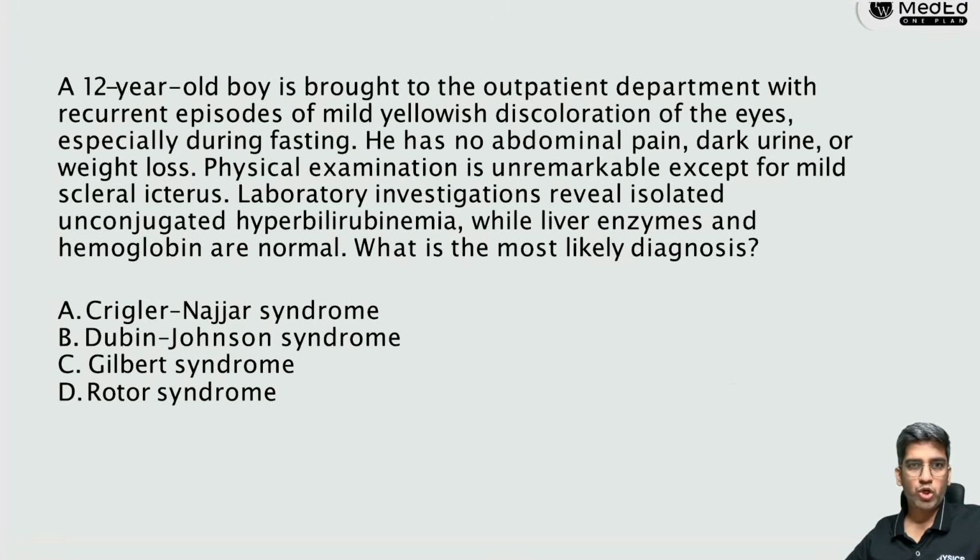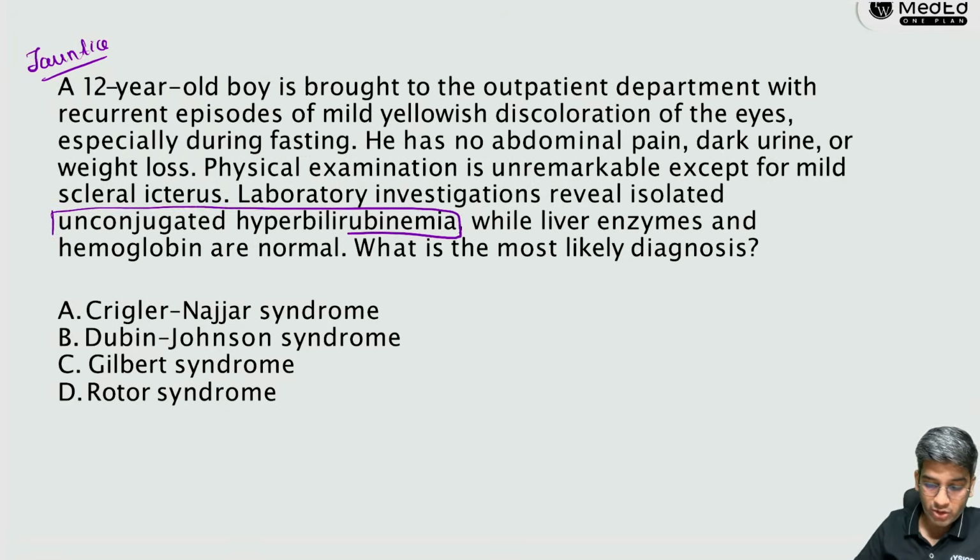"12-year-old boy brought to the outpatient department with recurrent episodes of yellowish discoloration of eyes." So I'll write the first information given to me here: jaundice or icterus. Physical examination unremarkable, mild scleral icterus. And second information, the patient has unconjugated hyperbilirubinemia. What's the most likely diagnosis?